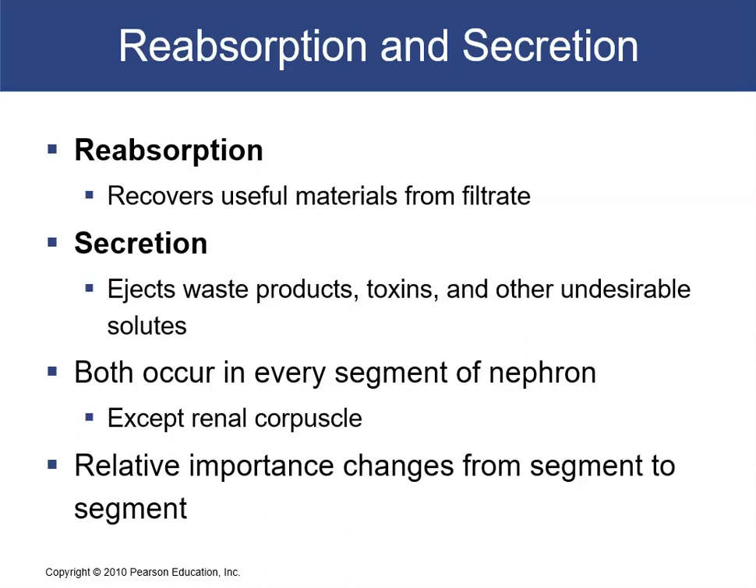Our last 2 parts of producing urine: reabsorption and secretion. Remember, reabsorption is when the body recovers useful materials from that filtrate. And secretion is when we eject extra waste products, toxins, or any other undesirable solute into the filtrate. Both of these processes occur in every segment of the nephron except the renal corpuscle. Corpuscle is only for filtration. The relative importance of each of these processes also changes from segment to segment. So we're going to look at what happens in each of these segments.